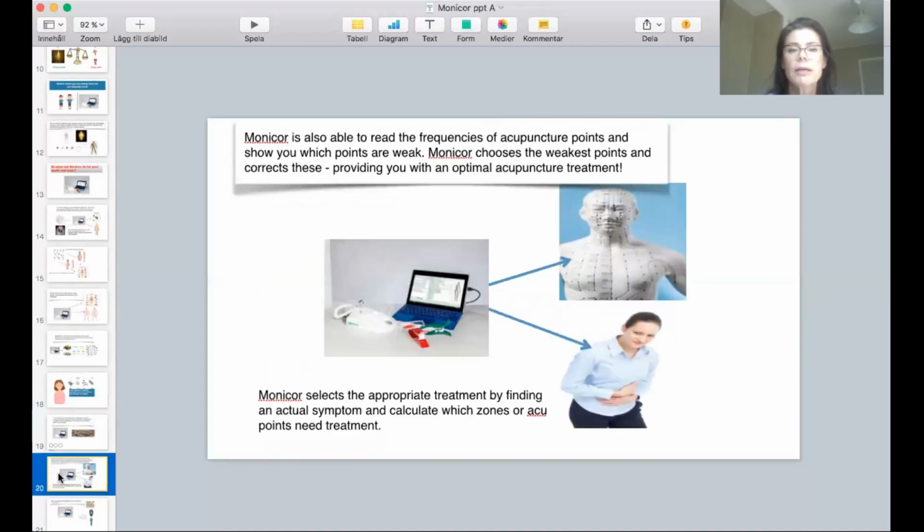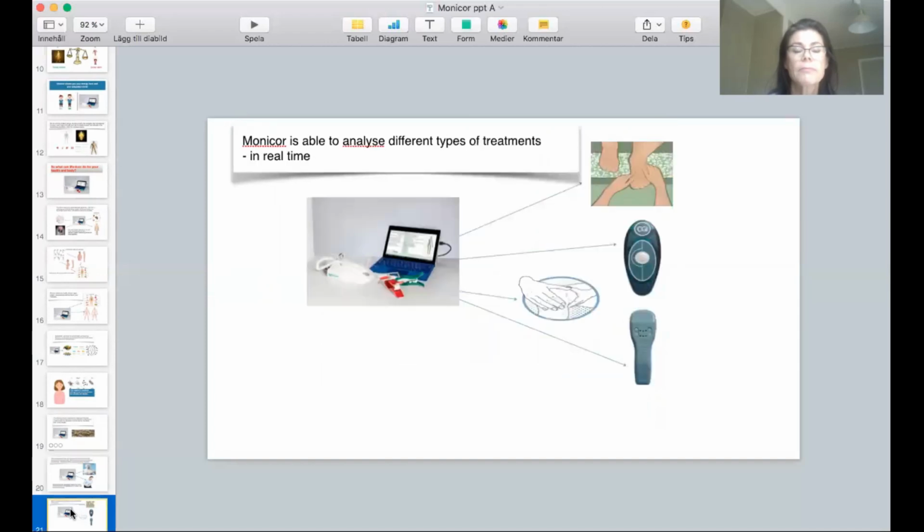So what it does, as I told you before, is it reads the frequencies of acupuncture points and shows you which points are weak. So it can give you this wonderful optimal acupuncture treatment without needles. And it does so by finding if you have an actual symptom in the body, and then it calculates which zones or acupuncture points need the treatment. It's a very sophisticated system with an immense amount of information.